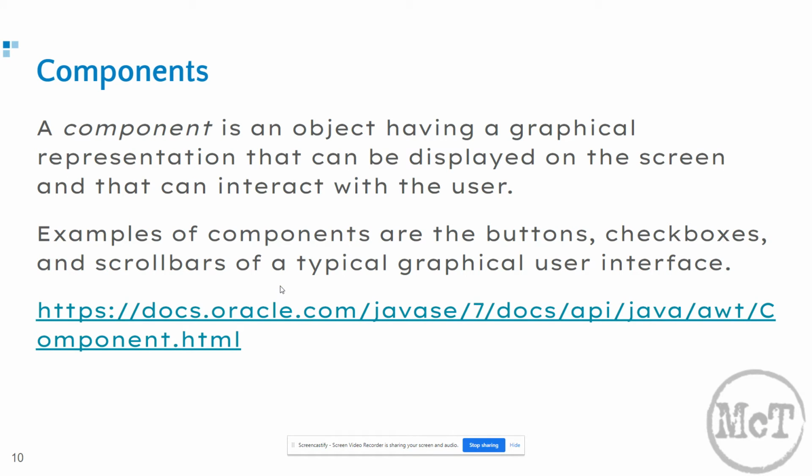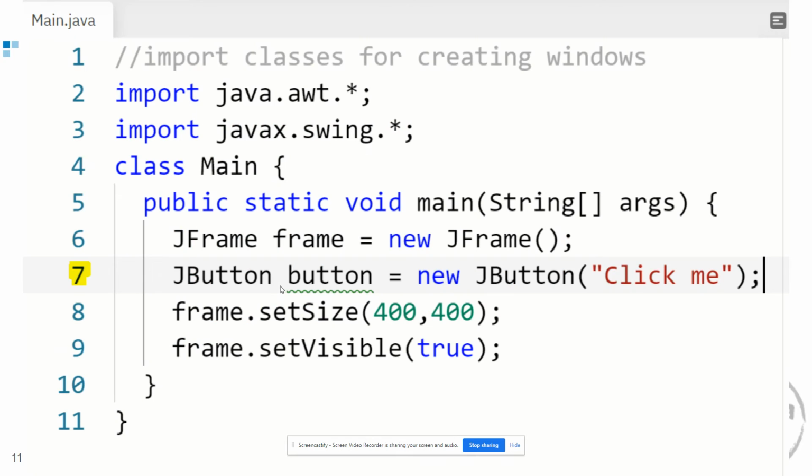So if you read the documentation, a component is an object that has a graphical representation that can be displayed on the screen, and we can interact with it. So a button is a component, a checkbox, scroll boxes. These are all typical of most graphic user interfaces. And there's the link to what a Java component is from the AWT package.